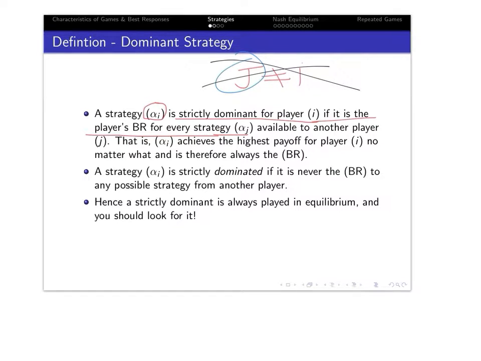So the idea is that this strategy, alpha I, achieves the highest possible payoff for player I, no matter what, and is therefore always the best response. If you find a strictly dominant strategy in equilibrium, the player has to play it, so that's what you want to look at. In contrast, a strategy is strictly dominated if it is never the best response to any possible strategy, so it's never played in equilibrium. This is just repeating what I said: a strictly dominant strategy is always played in equilibrium and you should look for it.